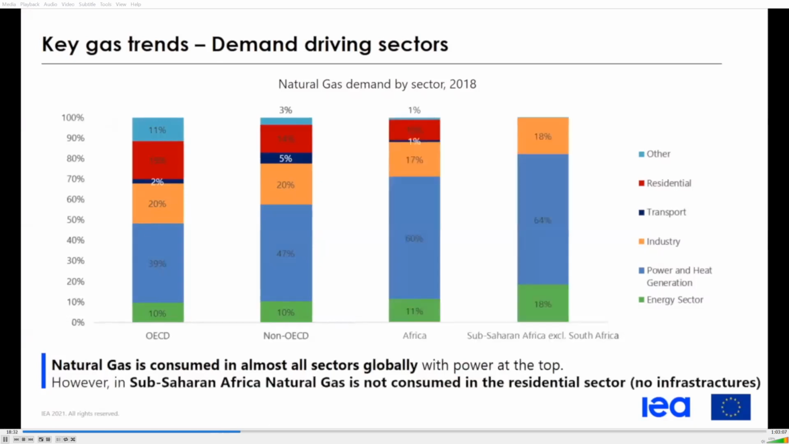If we have a look at Africa and more specifically Sub-Saharan Africa, we can see that this trend is becoming more and more visible, with Africa as a whole consuming 60% of its natural gas for power and heat generation, and even more for Sub-Saharan Africa.